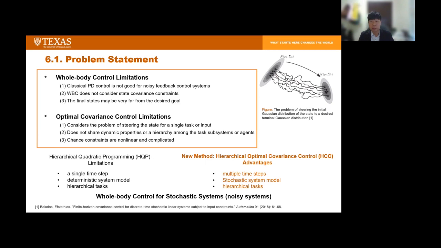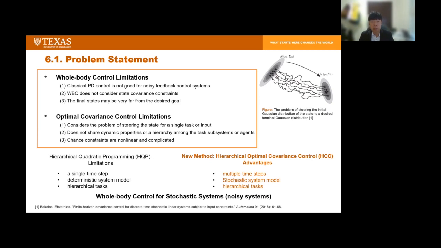So I employ optimal covariance control to solve this problem. The optimal covariance control problem is to steer the initial state drawn from a Gaussian distribution to a specific desired terminal Gaussian distribution, as shown in the right side figure. However, most recent covariance work focuses on a single stochastic system, not a hierarchical system. So I want to extend this optimal covariance control approach to hierarchical task space systems.